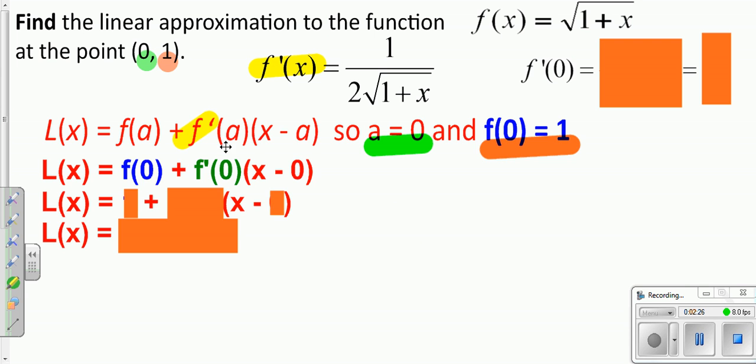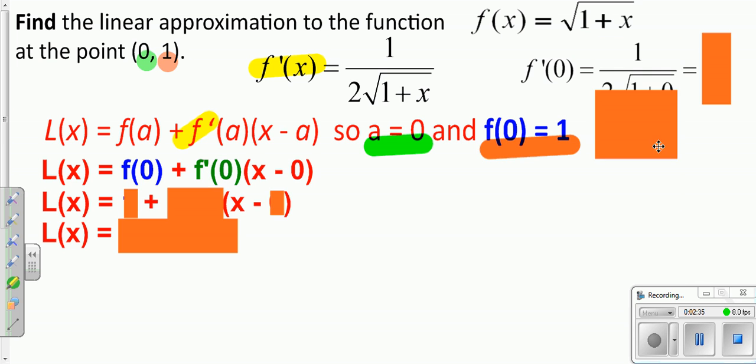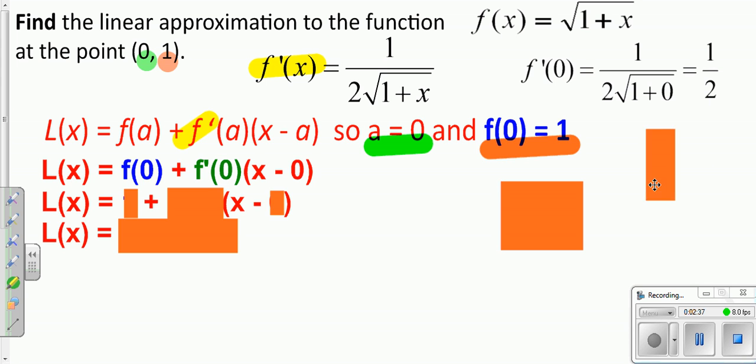Now, we're actually looking for our derivative at that particular x coordinate. Our x is 0, so we have to find our derivative at 0. So we take 0, plug it into our derivative, and we end up getting 1/2. So f of 0, or f of A, is the y coordinate of our point, which we know is 1.